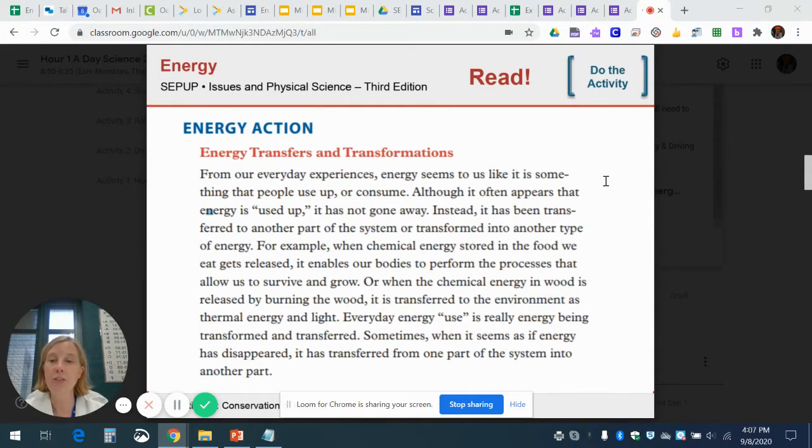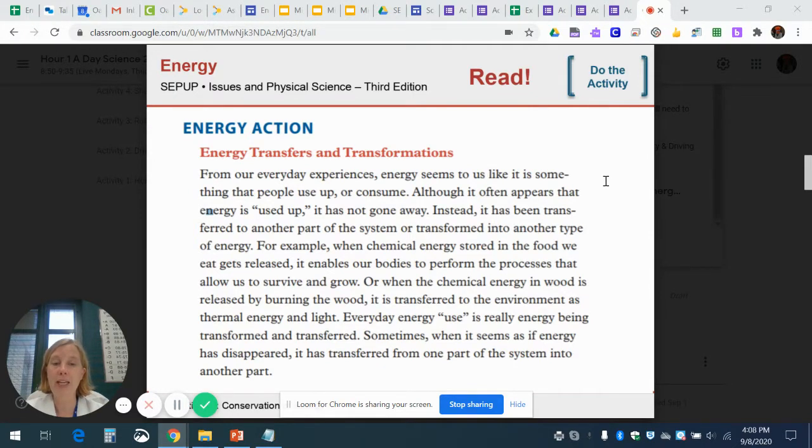Instead, it has been transferred to another part of the system or transformed into another type of energy. For example, when chemical energy stored in the foods we eat gets released, it allows our bodies to perform the processes that allow us to survive and grow. When chemical energy in wood is released by burning the wood, it is transferred to the environment as thermal energy and light. Everyday energy use is really energy being transformed and transferred.